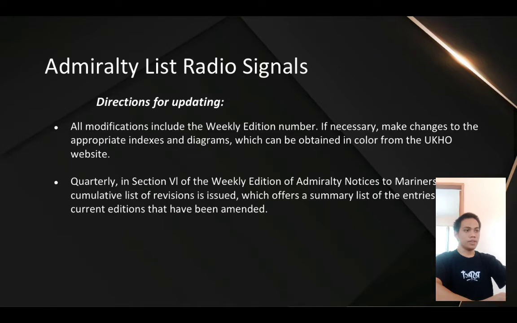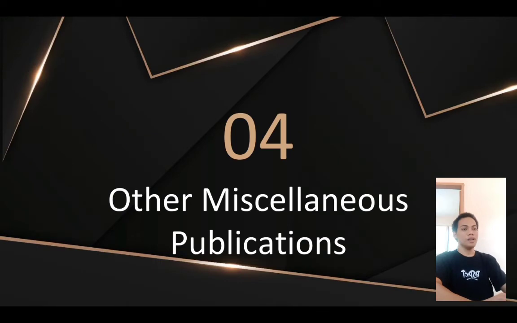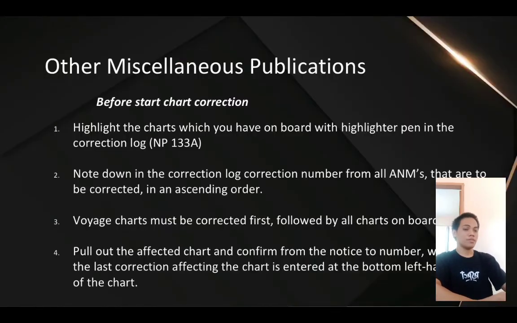If necessary, make changes to the appropriate indexes and diagrams, which can be obtained in color from the UKHO website. Quarterly, in Section 6 of the weekly edition of Admiralty Notices to Mariners, a cumulative list of revisions is issued, which offers a summary list of the entries in the current editions that have been amended. And the last one is the other miscellaneous publications.